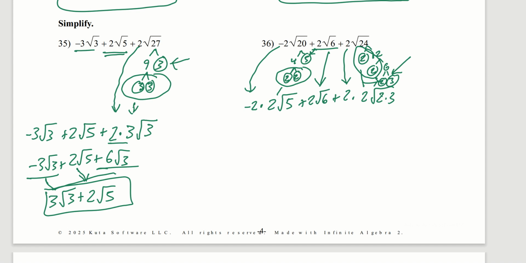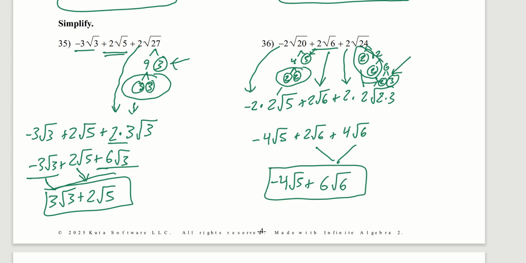So what do I have after all this? Well, I have multiplication at the beginning. Negative 2 times 2 is negative 4, plus the second term, and then the last term plus 2 times 2, which is 4, and on the inside 2 times 3, which is 6. And now after all this work, I have two things that actually can be combined, and that would be 2 root 6 plus 4 root 6, which would give me 6 root 6. This would be my final answer.